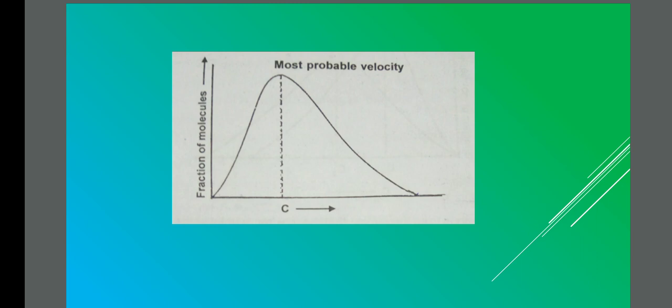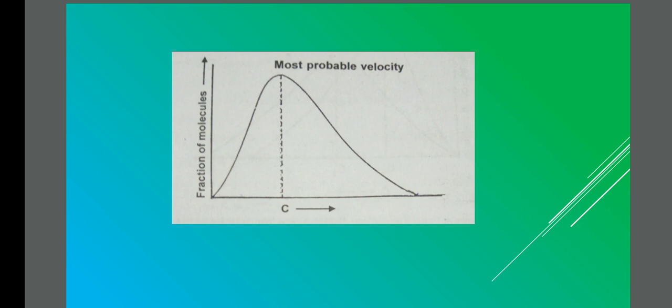When we increase the velocity, the fraction of molecules increases and reaches a maximum, then slowly decreases and ends at the minimum. Even if you increase the velocity further, the number of molecules keeps decreasing. Is it okay? And the maximum number of molecules is found at the middle point, and that we call it the most probable velocity.